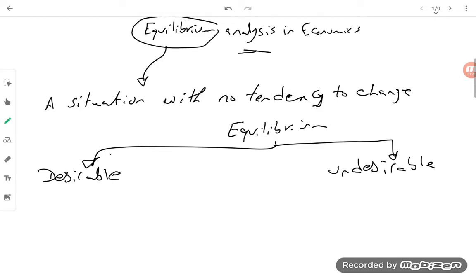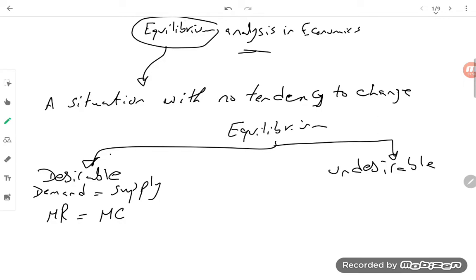Desirable, such as equilibrium in goods and services markets, which is achieved from demand and supply. So it's equilibrium when demand and supply are equal to each other. This is desirable equilibrium. Or the profit maximizing condition when marginal revenue equals marginal cost. This is a desirable equilibrium as well.